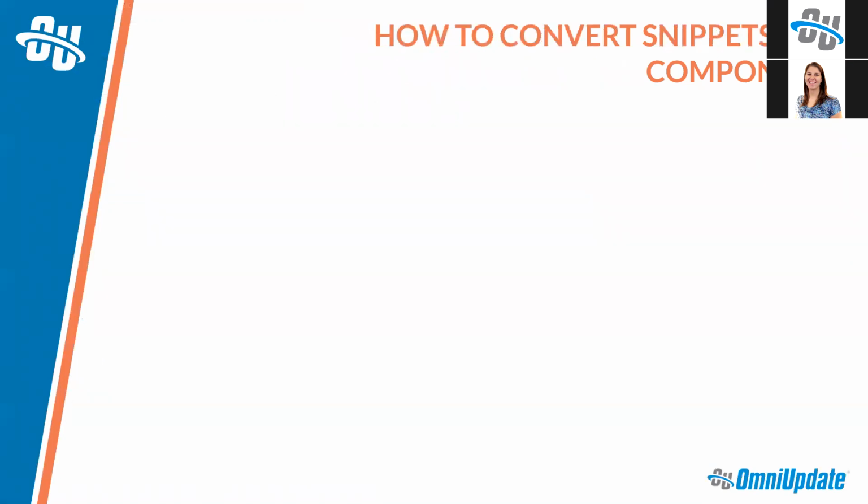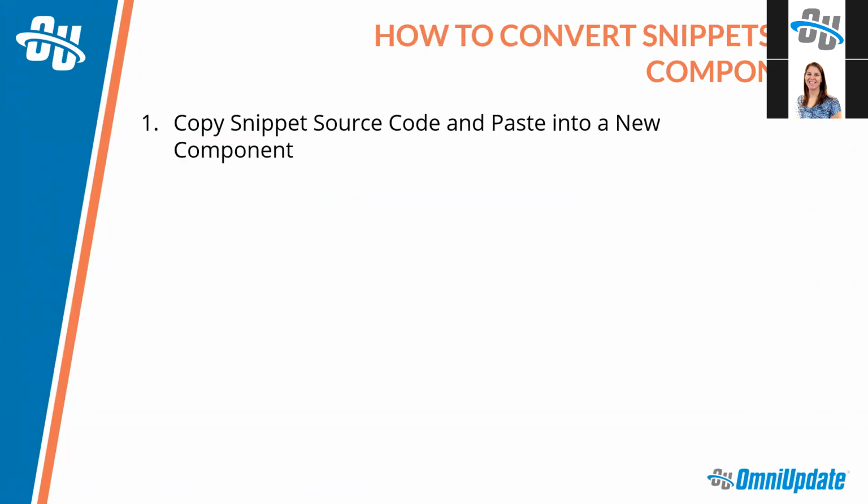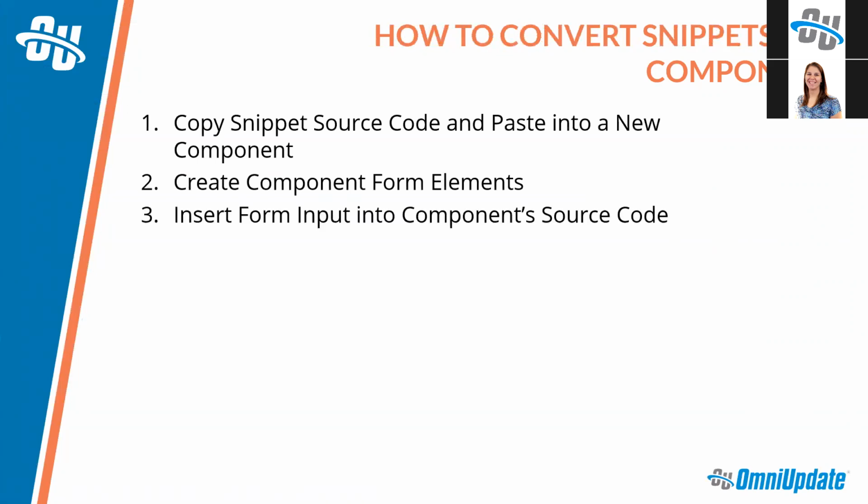All right, next thing we're going to talk about is how to convert your snippet over into a component. So that's actually a pretty simple process if you're using a table transformation. So essentially, you're going to copy your snippet source code and paste it into a new component. You'll create your component form fields. You'll insert the form input into the appropriate place in the component source code, set up any properties that you'd like to have set, and then you launch. So let's take a look at that.